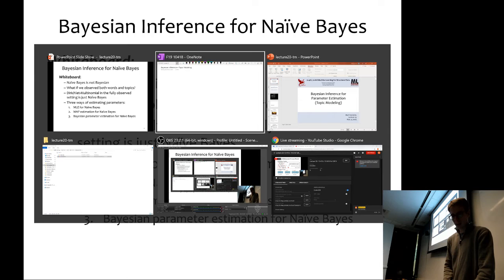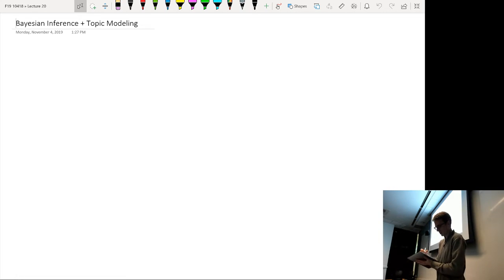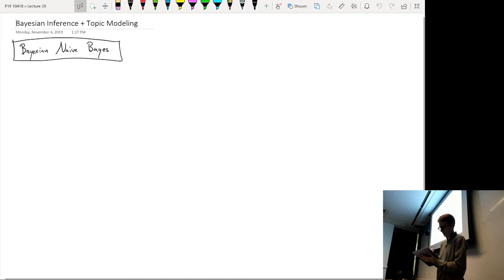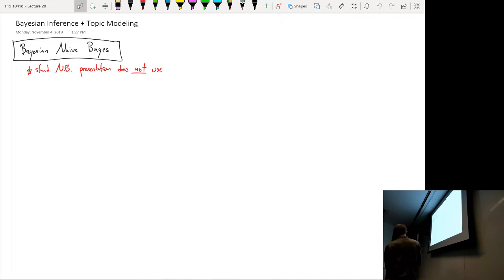So let's think about naive Bayes for a second here. The first point that we want to make is that this would rightfully be titled Bayesian naive Bayes. The whole point of naming it that is that the standard naive Bayes presentation does not use Bayesian inference.